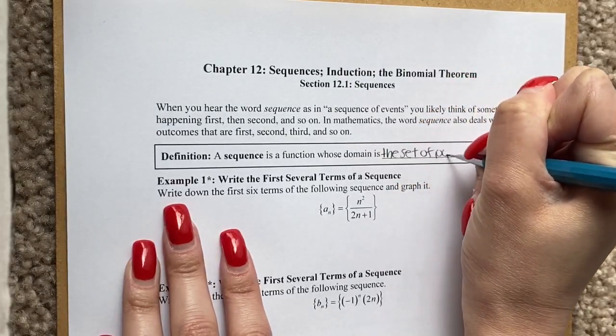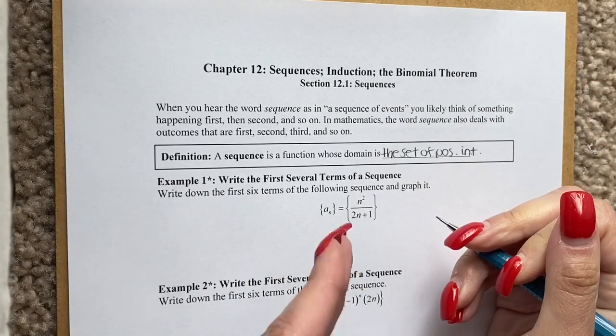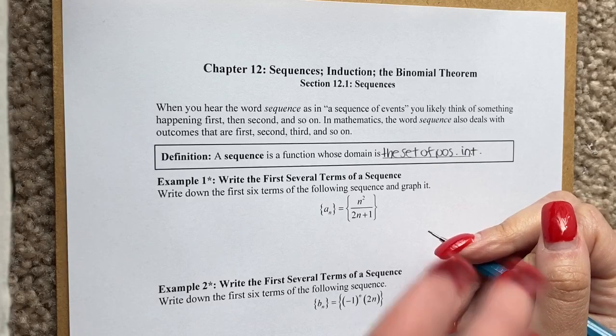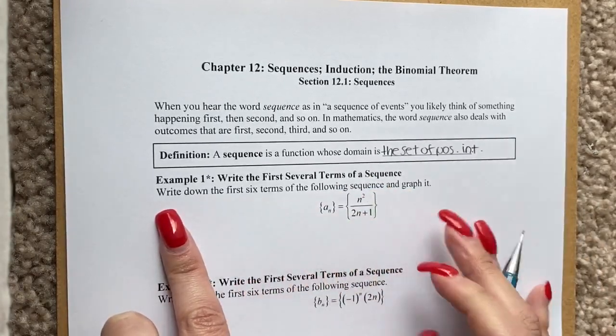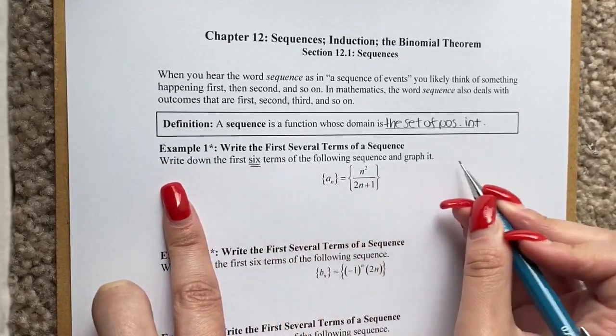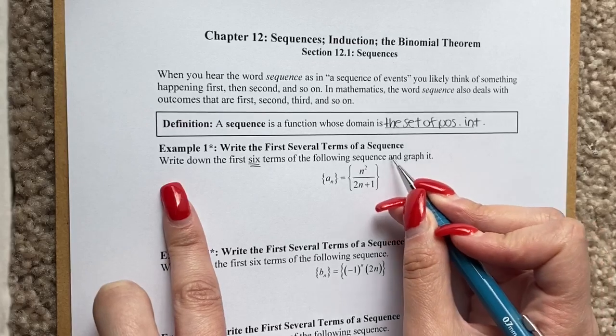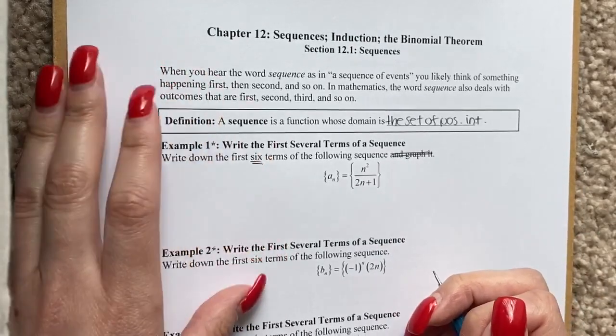Of positive integers, okay? A sequence, as I see it, is kind of like a collection of numbers, okay? So the first example tells you to write down the first 6 terms of the following sequence. You don't need to graph it. You just need to tell me the first 6 terms.